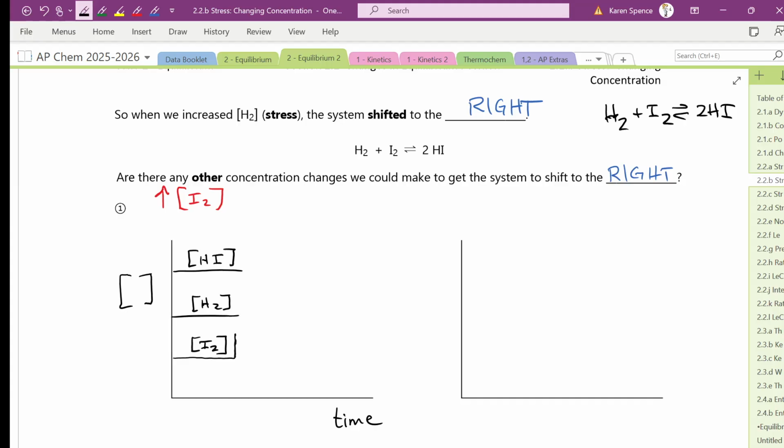Okay? And if we increase I2, that is going to shift to the right, which means we are going to have a decrease in I2. Where will the decrease for I2 stop? Is it going to stop at line A, line B, or line C? A, okay? It should be above the original amount.